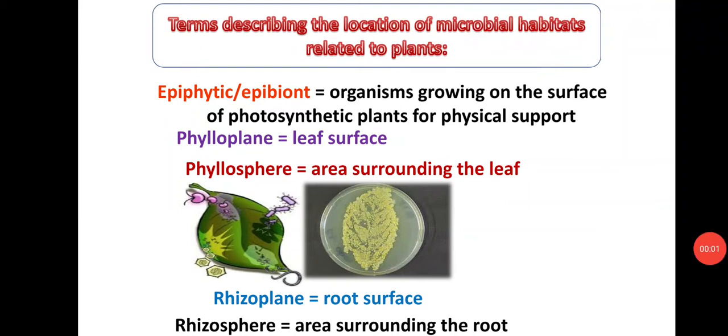So let's describe certain terms associated with this topic. As you have clearly understood the difference between phyllosphere and rhizosphere: phyllosphere is the area which surrounds the leaf region, and rhizosphere is the area which surrounds the root region. And epiphytes are those organisms which grow on the surface of photosynthetic plants for their physical support. So these are certain terms: phyllosphere, rhizosphere, phylloplane, rhizoplane, and epiphytic organisms.